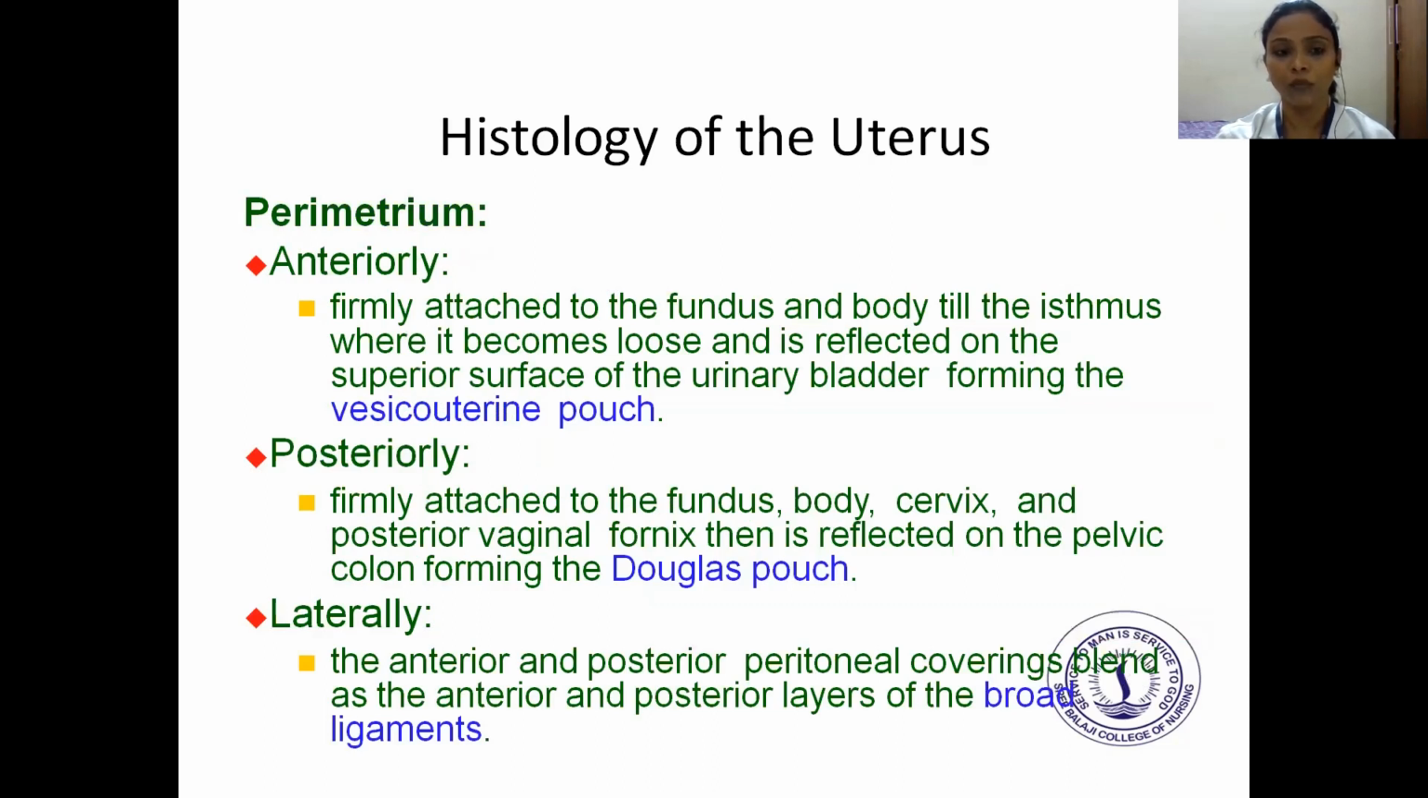Next is perimetrium. As we know, perimetrium is the layer of the peritoneum. Anteriorly, it is firmly attached to the fundus and the body till the isthmus, where it becomes loose and is reflected on the superior surface of the urinary bladder, forming the vesicouterine pouch. Posteriorly, it is firmly attached to the fundus, body, and the cervix, that is the posterior vaginal fornix. Then it is reflected on the pelvic colon, forming the pouch of Douglas. Laterally, the anterior and posterior peritoneal coverings form the anterior and posterior layers of the broad ligament. This is about the anterior, posterior, and lateral sides of the uterus where the perimetrium layer covers.